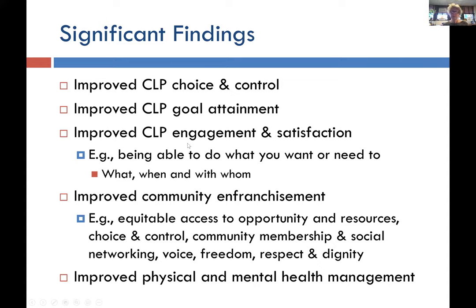They also showed improved community living engagement and satisfaction as measured by the CPI. So being able to do what you want, when you want to or need to. And then also they reported something that we call community enfranchisement. And that's as measured in the CPI. And what that means is the individuals were more likely to say that they felt like they had equitable access to opportunities and resources, more choice and control, that they actually felt that they were members of the community and had a voice, had freedom to do things and respect and dignity in that community. And I think this enfranchisement one is one of the most interesting ones to look at as outcomes for community living and participation.